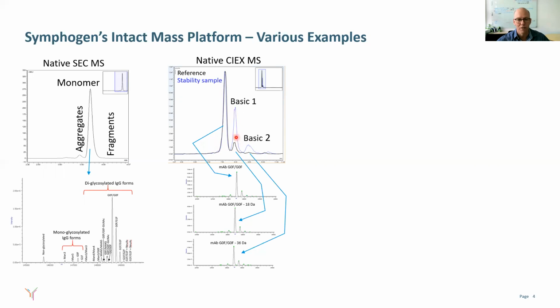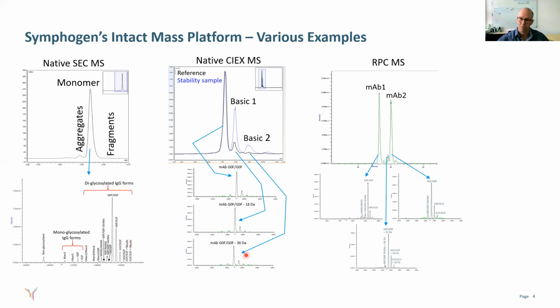And because we now have an MS readout, we can see that basic form 1 has lost 18 Dalton. Basic form 2 has lost 2 times 18. And now combining the fact that these forms are migrating basic and that they lose water, we know immediately that these are succinimide intermediates formed from aspartic acid residues. So very powerful when you combine a separation technique with an MS readout.